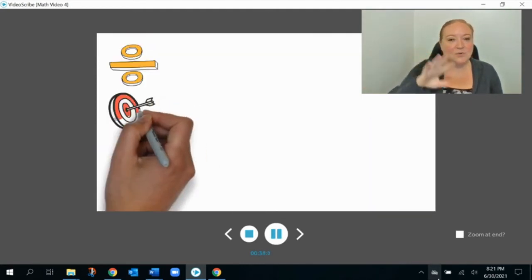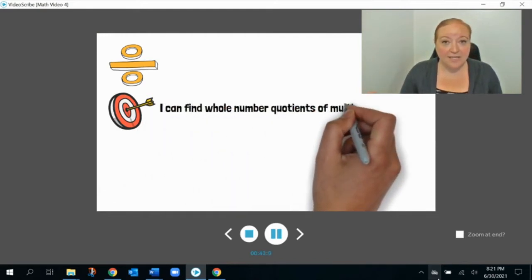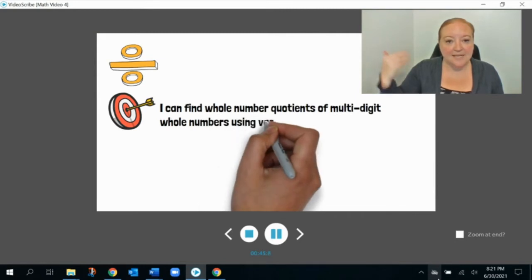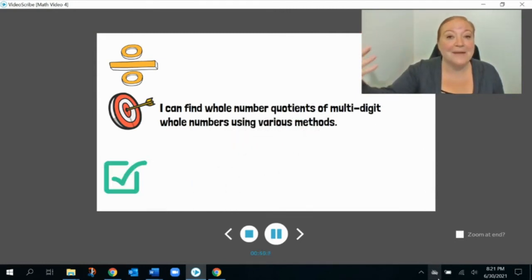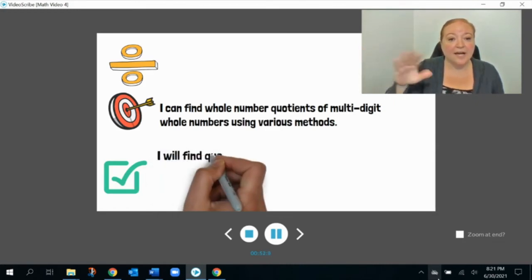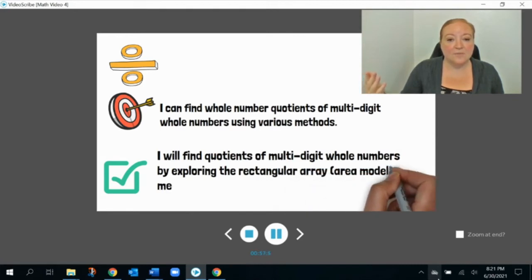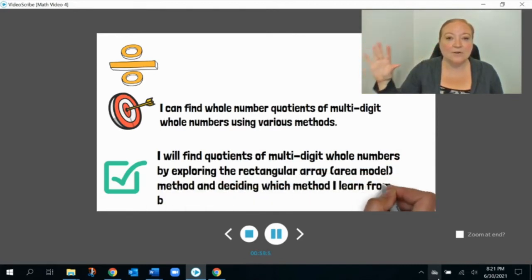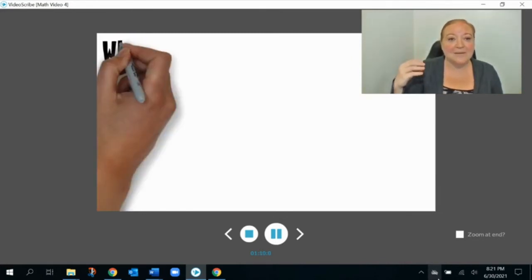Okay, let's get to our learning target and success criteria. So you're going to recognize the learning target as similar or the same as last time. So I can find whole number quotients of multi-digit whole numbers using various methods, okay? So we're going to look at how we're going to do that this time. So we're going to find quotients of multi-digit whole numbers, but we're going to explore the rectangular array this time. And then we're going to compare it with the American Standard Algorithm to see which one you prefer, okay? So we'll start with kind of examining that.